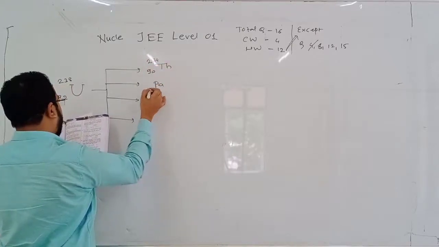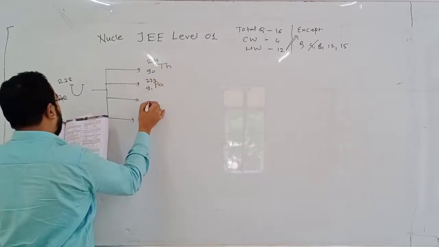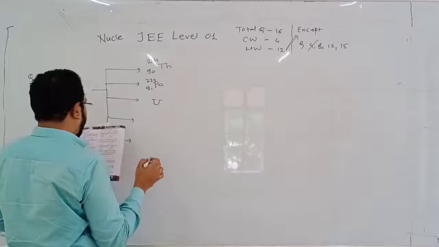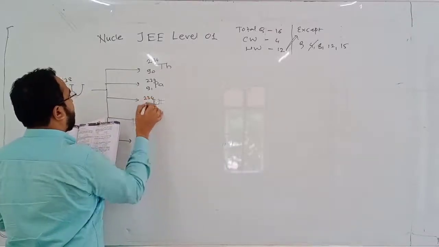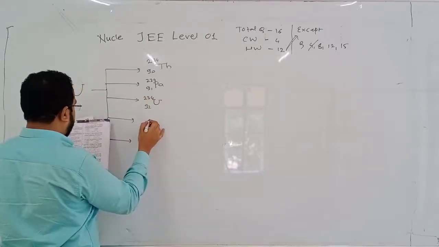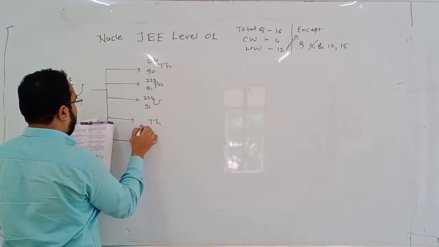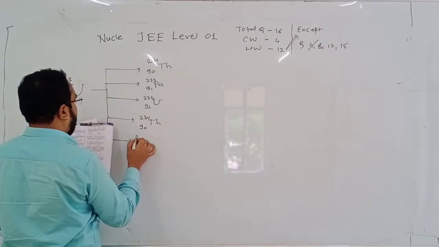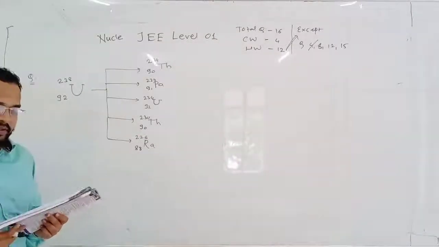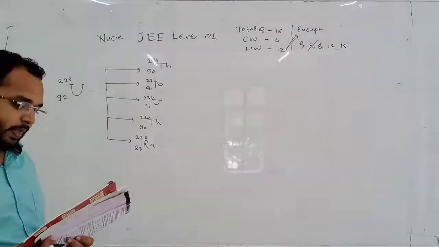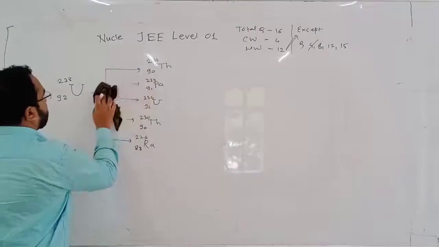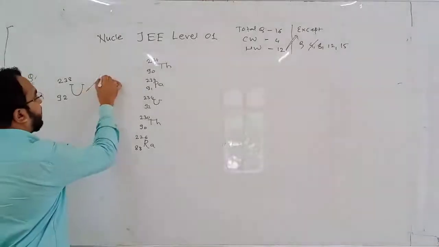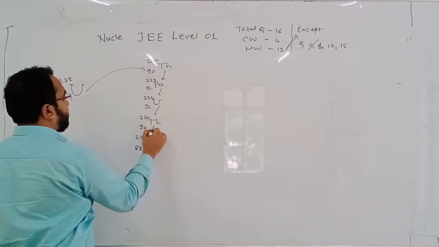Then in the second, it will produce protactinium, 91, 234. In the third, it produces again uranium 92, 234. In the next, it produces thorium 90 and 230, and the last produces radium 88 and 226. Total 5 reactions are there. The radiations emitted in these 5 steps are, okay, it is successive, meaning first from uranium this one came, from this one this came, from this one this, and so on.